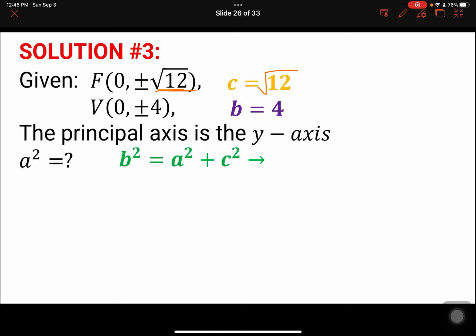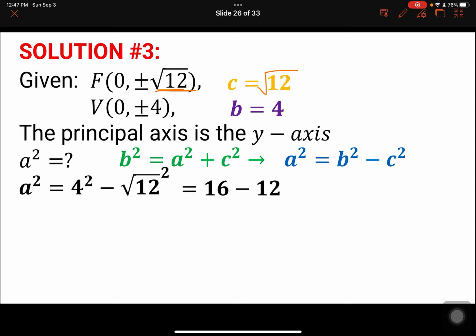So, transpose mo lang si A sa kasi B. So, maging A squared is equal to B squared minus C squared. So, substituting it. So, 4 squared minus square root of 12 squared. So, magiging 16 minus 12. So, 16 minus 12 is equal to 4.